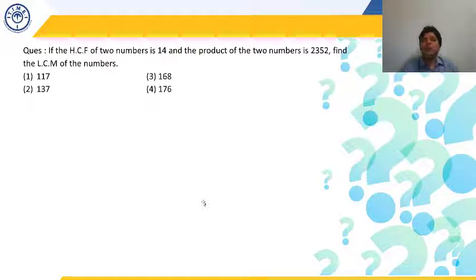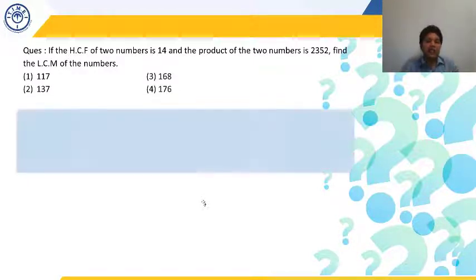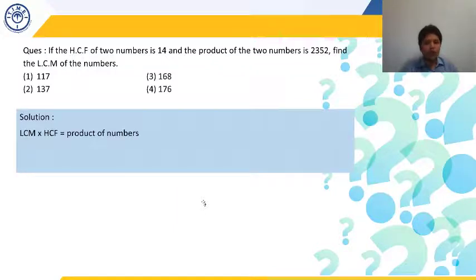Okay. The question here is, if the HCF of two numbers is 14 and the product of the two numbers is 2352, find the LCM of the numbers. What relation have we discussed where HCF, LCM, and product of two numbers are involved? We have discussed that LCM into HCF is equal to the product of two numbers. Now we know the HCF is 14, we do not know the LCM, and we know the product of two numbers. So can I say 14 into LCM is going to be 2352? So LCM is going to be 2352 divided by 14, which turns out to be 168.